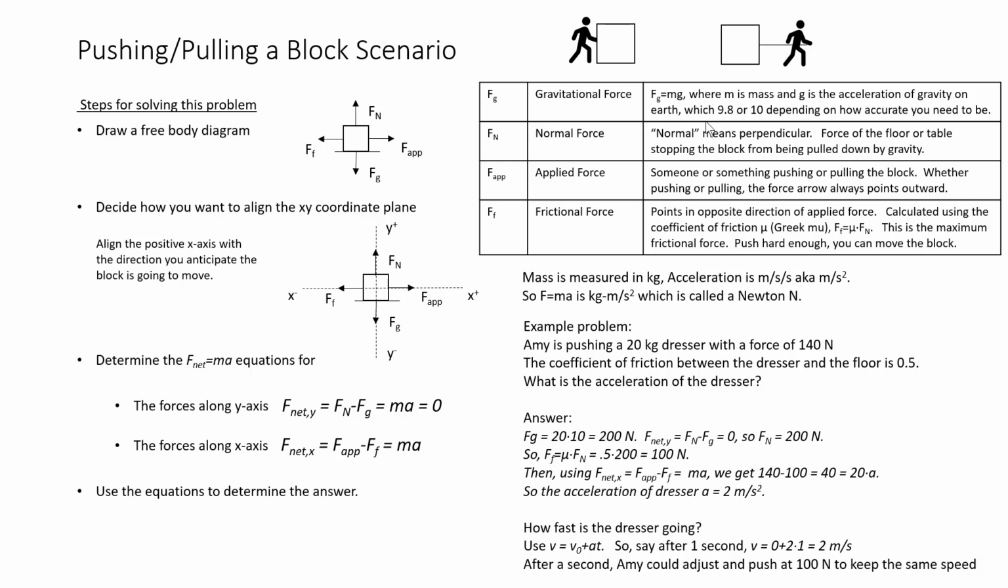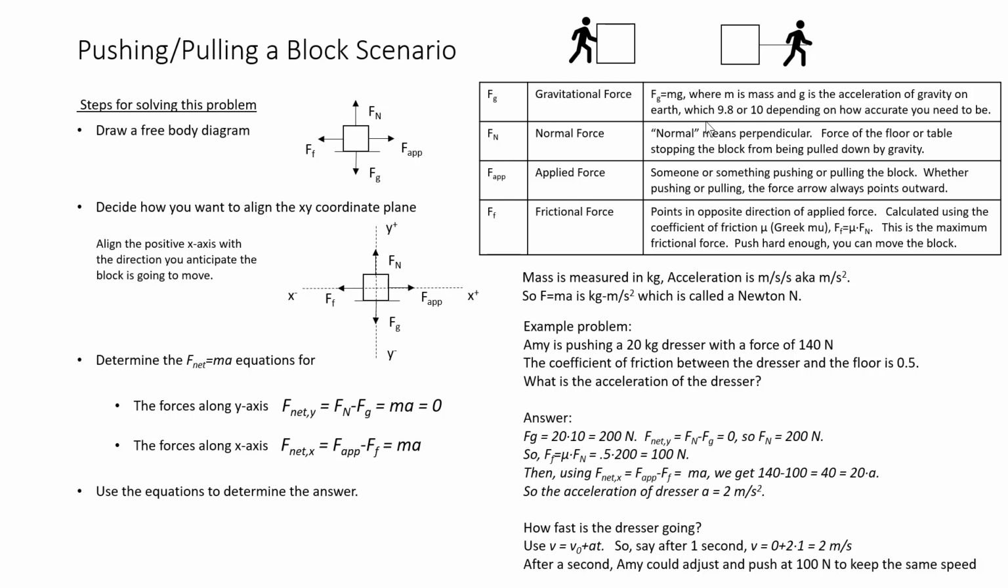Now somebody could be pulling or pushing the object, and this is called the applied force. And you may think that if a person was pushing this object, you would draw the arrow so that it's pointing towards the object, but that is not correct. In a free body diagram, you always draw the arrow pointing outward in the direction of the force.